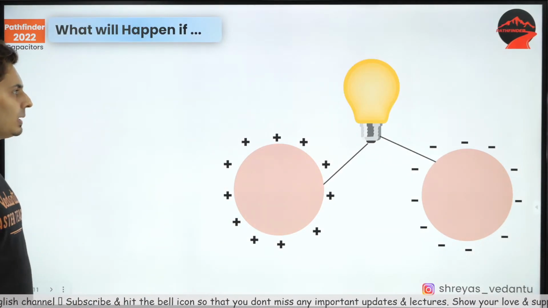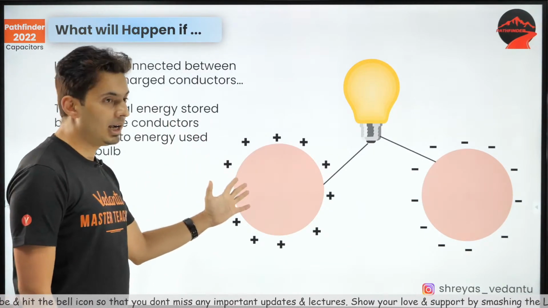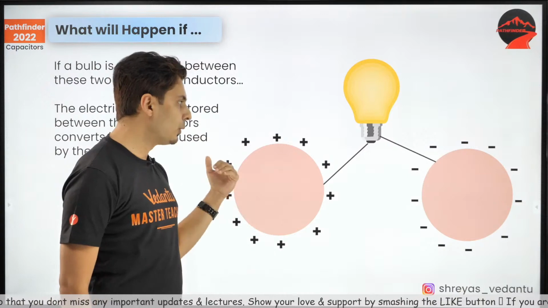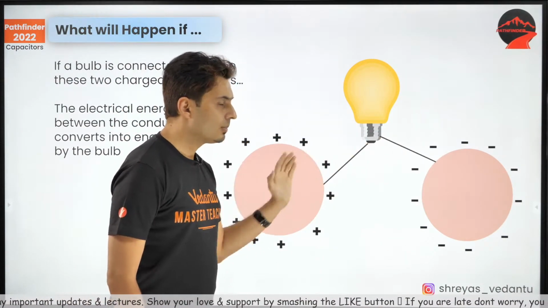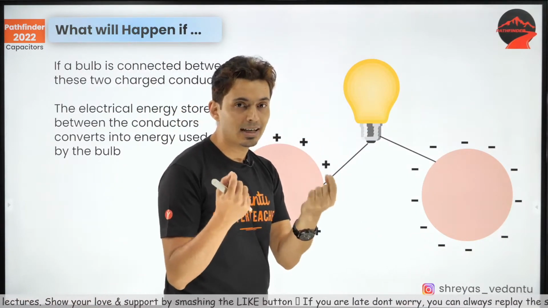Well, obviously the bulb will glow. Yes. Why? Because the charges will flow from higher voltage to lower voltage. The current will flow from high potential to low potential. And once the current flows between them, the bulb will glow because current is flowing inside the bulb.